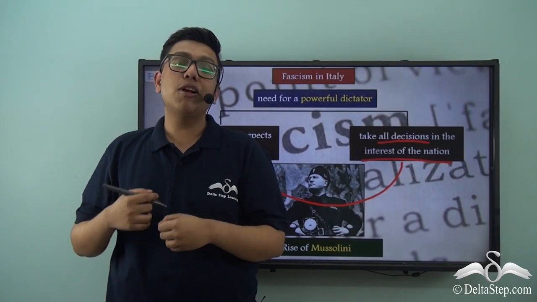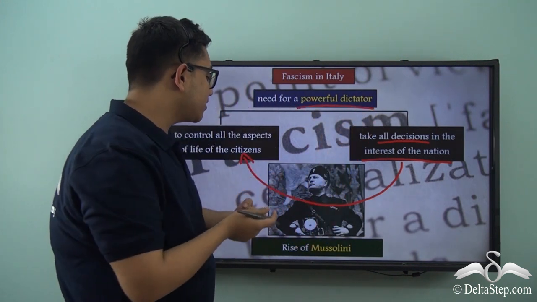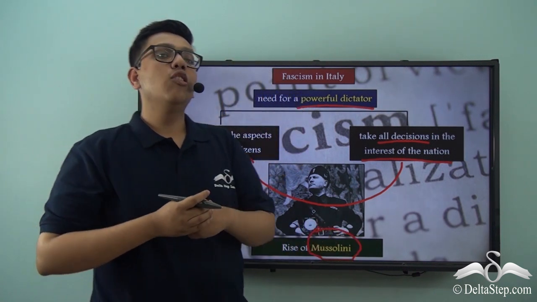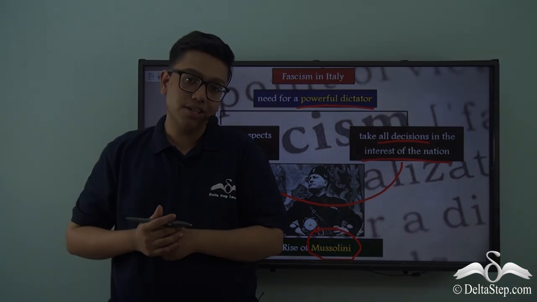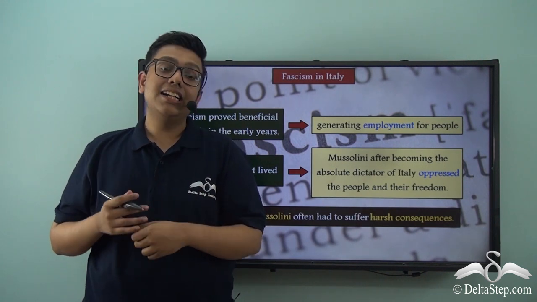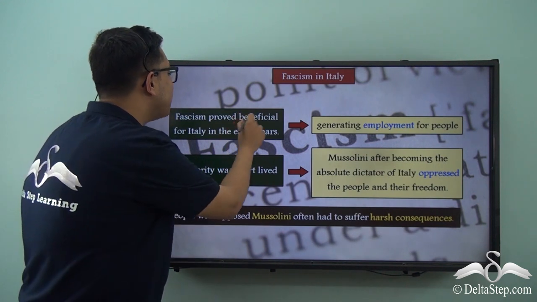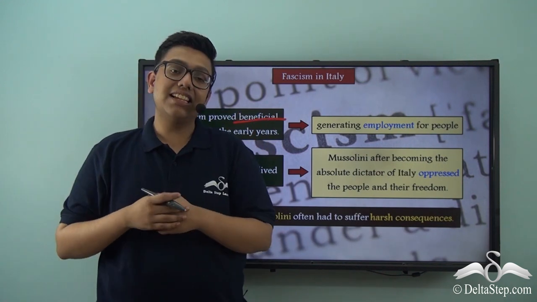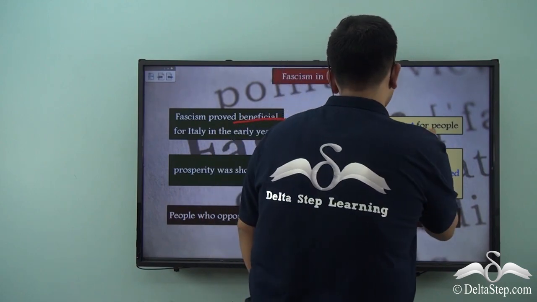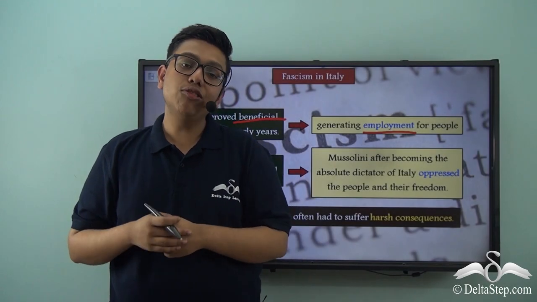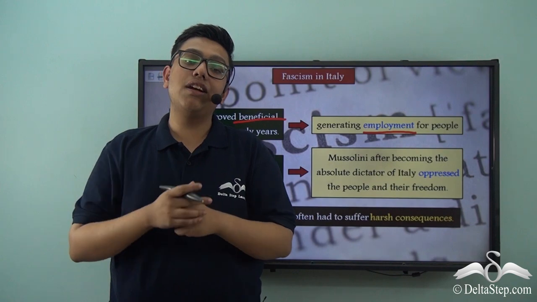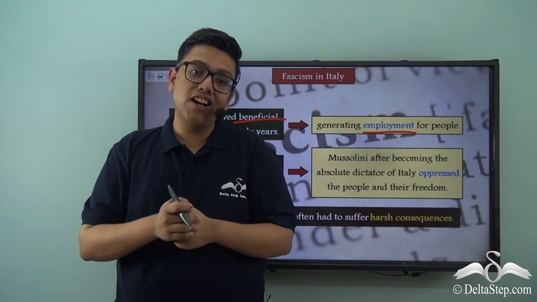Now, this incessant need for a powerful dictator, which fascism possesses, happened to fuel the rise of Mussolini, who was the fascist leader who led Italy when the fascist state was established. Now, Mussolini happened to implement fascism in Italy and created a fascist state. Now, fascism at first was very beneficial for the Italians, especially as I mentioned in the initial years, as Mussolini was able to generate employment for people, and Mussolini was able to fund and also create public work projects, namely a better transportation system, a better generation of electricity, better infrastructure for education and development of the selves.